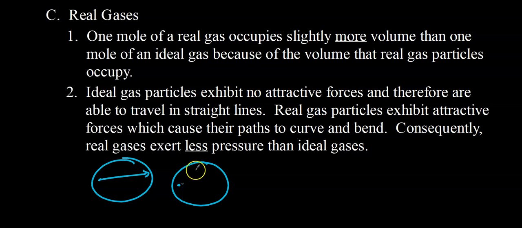Well, what if you have a real gas? Now, even though we have other gas particles in here, doesn't matter. Those gas particles are not attracted to each other. But what about this here? So this gas particle is attracted to that, and maybe it's attracted to this, and it's attracted to other gas particles, and so its path kind of bends and curves. And because of this, it's going to strike the walls of its container less frequently, resulting in a lower pressure.